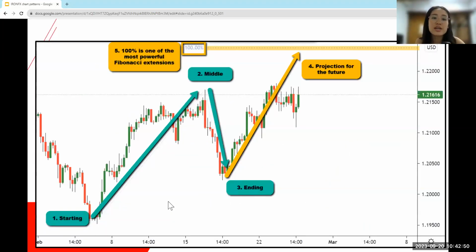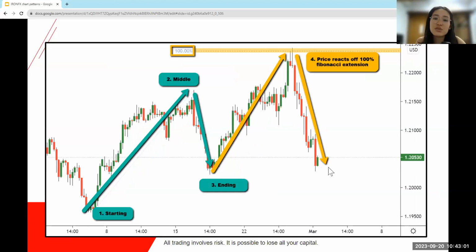One more example for you guys. Starting point, middle point, ending point. You can see the shape here. 100%, we're expecting price to hit it. And you can see it reversed off of it nicely.